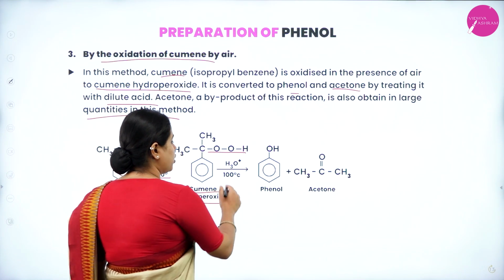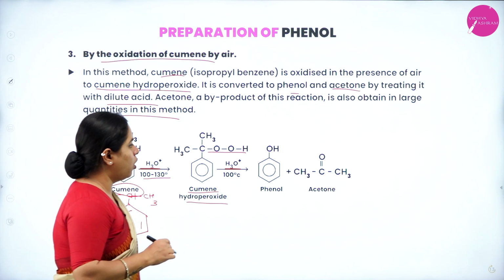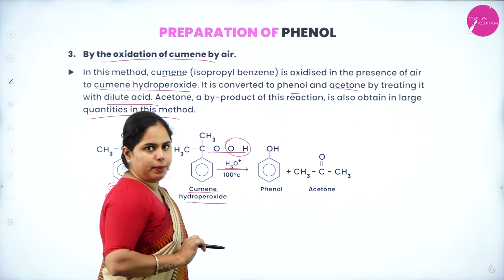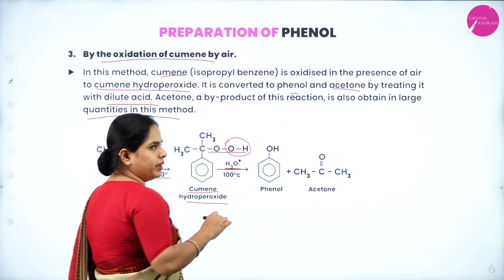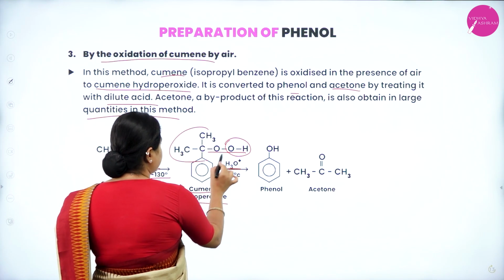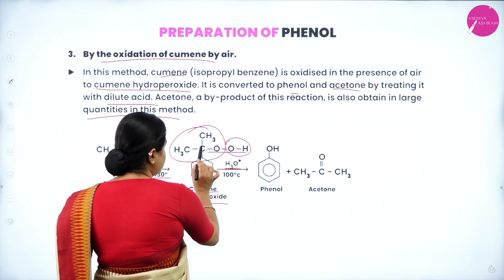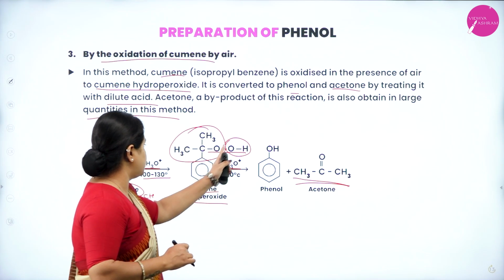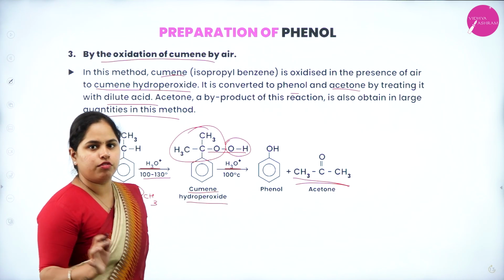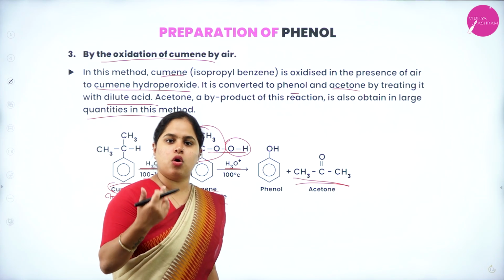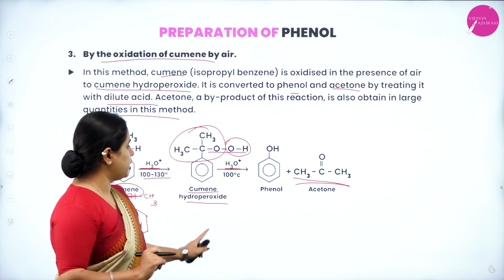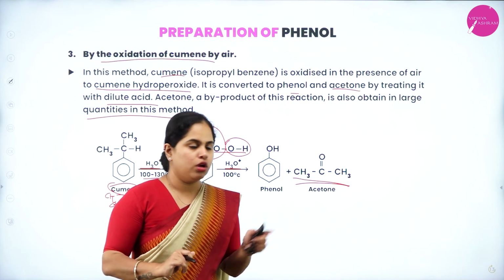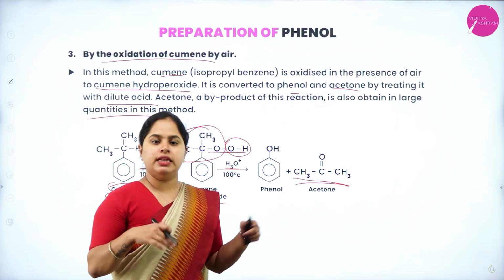Now in the next step, we are going to acidify it. What will you get? As you can see here, this OH will be attached to the benzene, and you will get phenol. Now what is left behind here? CH3, CO, CH3. That is acetone, which will be formed. So CH3COCH3 is formed and OH is attached to the benzene, giving phenol. This is the oxidation of cumene method. First cumene hydroperoxide is formed, then by acidifying it you get phenol and acetone. Both can be obtained in larger amounts.